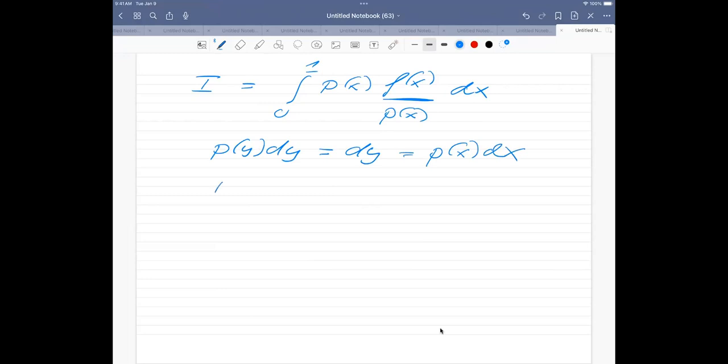Then that means that my P of X function is actually equal to dy dx. And then I can change my integral to an integral over y. In principle I should change the integration limits, but they are the same in this case. In general, the integration limits change when I make a change of variables, but here I have defined x and y to be between 0 and 1, so there's no need to change them.